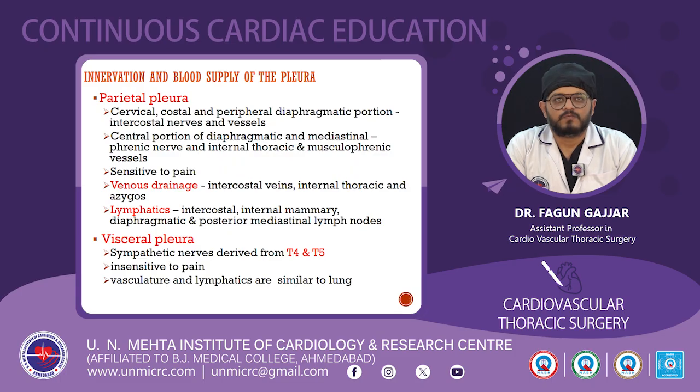Innervation and blood supply of the pleura. The parietal pleura: the cervical, costal, and peripheral diaphragmatic portions are supplied by the intercostal nerve and vessels, while the central portion of the diaphragmatic pleura and the mediastinal pleura are supplied by the phrenic nerve and the internal thoracic and musculophrenic vessels. It is sensitive to pain. Its venous drainage is into the intercostal vein, internal thoracic, and the azygos vein, while the lymphatics drain into the intercostal, internal mammary, diaphragmatic, and the posterior mediastinal lymph nodes.